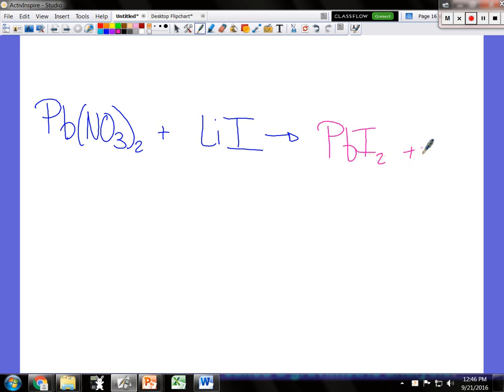True. Okay. And then the other thing is going to be lithium and then nitrate, and they're all one, so that's going to work out well for us. And so we've got lithium nitrate as our other possible reaction. Now, let's go back and let's assign our states of matter.